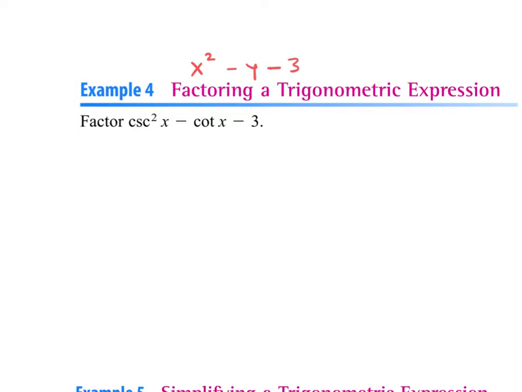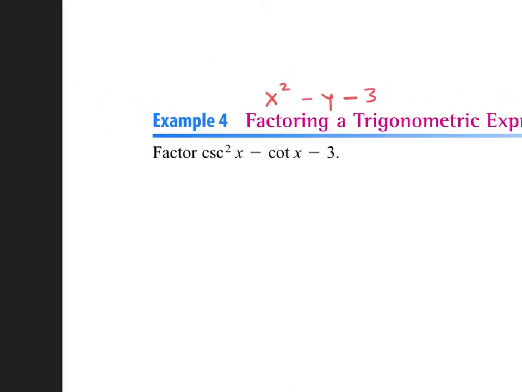So what do you think we can do? Use one of our Pythagorean identities. The Pythagorean identity that involves cosecant is 1 plus cotangent squared u is equal to cosecant squared u. So we can substitute 1 plus cotangent squared in for our cosecant squared. Everybody with me so far?